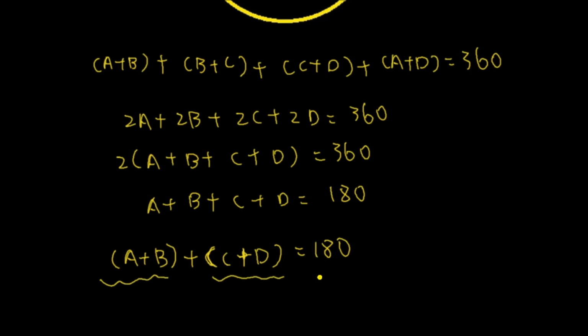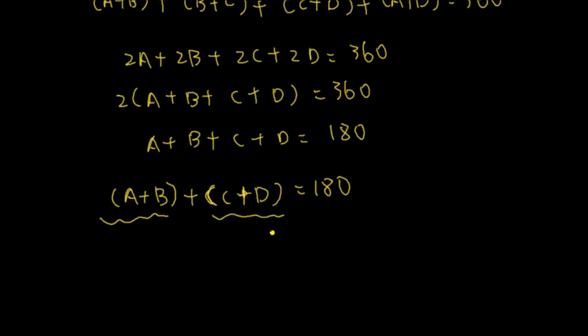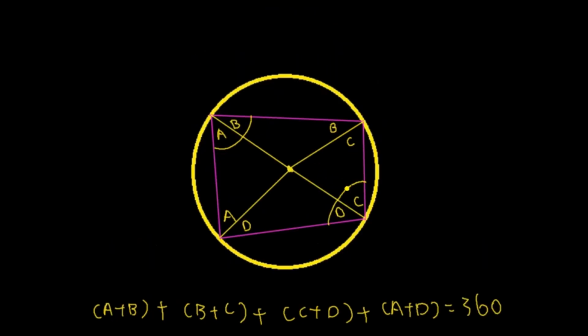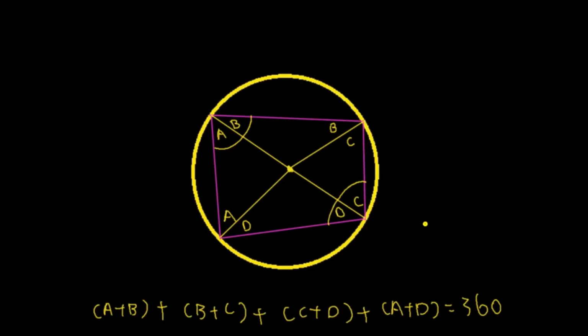Okay, let's look. What's A plus B? A plus B is here. And what is C plus D? Well, C plus D is here. So that means we're talking about these two angles. They are the opposite angles to each other here, and they add up to 180 degrees. It is also obvious that B plus C, this angle, and A plus D, this angle, also add up to 180 degrees.